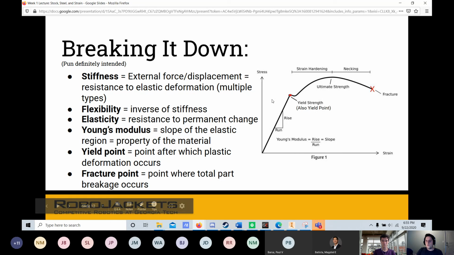So on this curve over here, we have stress on the left-hand side and strain on the bottom, right? As you increase the amount of stress in a material in the elastic region, you're going to also be increasing the strain at a linear rate. And the ratio between the two, or the slope of this area, is called the Young's modulus. Typically, in that region, if the Young's modulus is higher, it'll also be stiffer as a consequence. And if the Young's modulus is lower, it's going to be less stiff, right?